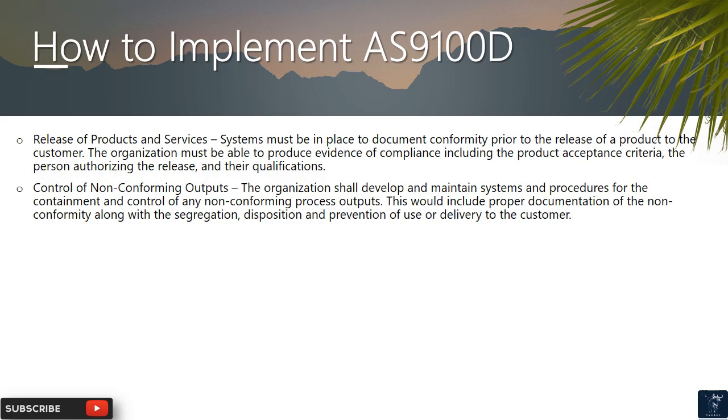Control of non-conforming outputs. The organization shall develop and maintain systems and procedures for the containment and control of any non-conforming process outputs. This would include proper documentation of the nonconformity along with the segregation, disposition, and prevention of use or delivery to the customer.